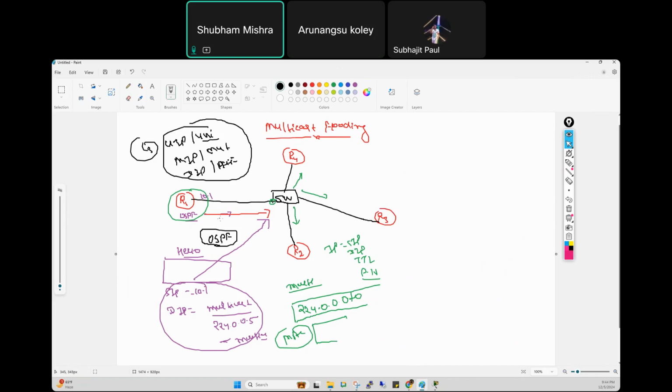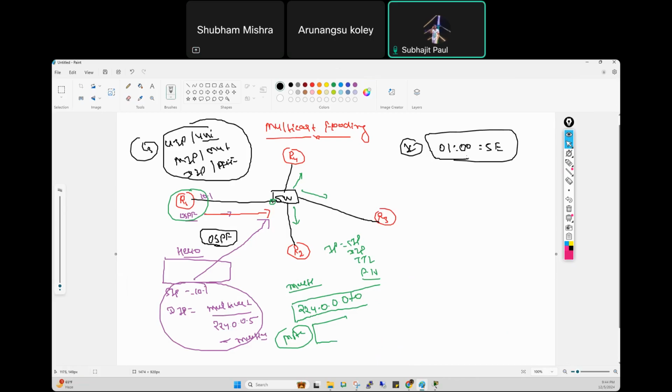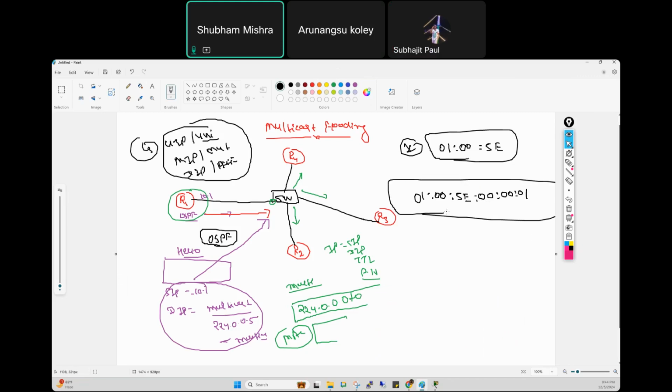Now, how can you identify that is the multicast MAC address? Please remember, multicast MAC address always begins with 01-00-5E. Getting my point? For example, 01-00-5E, कुछ भी पकड़ लो, 00-00-01 पकड़ लो. That is the multicast MAC address. Getting my point? Now, the final thing, who will manage the multicast address, guys?